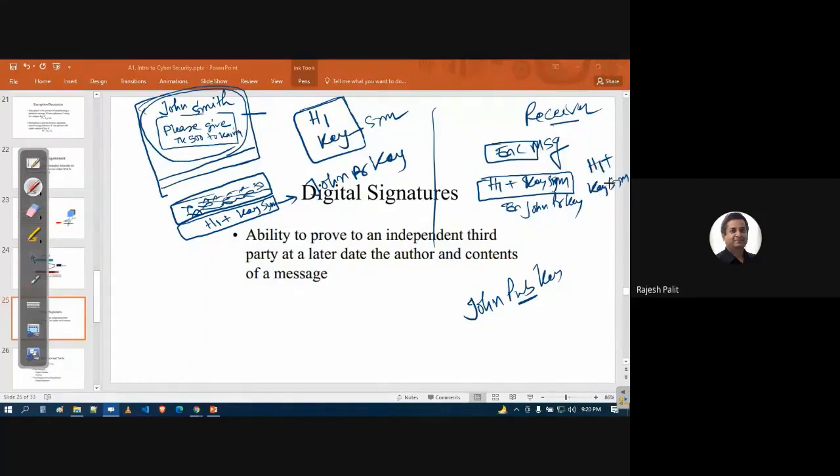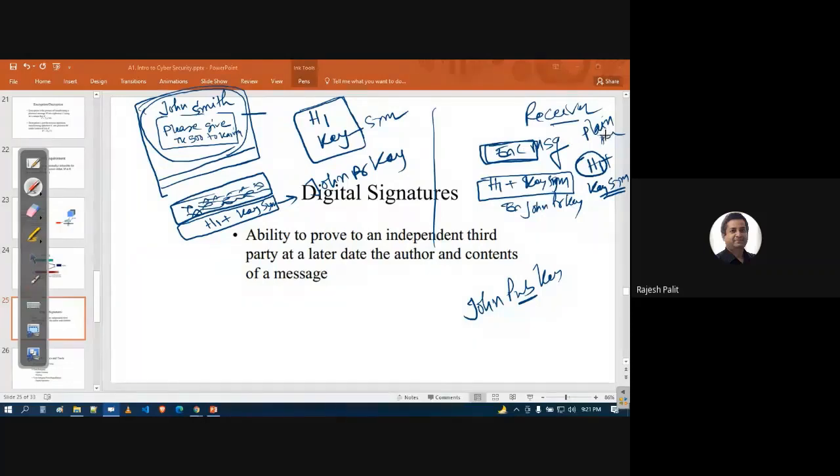Now the receiver will be able to decrypt this message because he or she gets the key for this, right? So he will get the plain text of the message. And can verify the hash value, whether the message is intact or not, right? So from the hash value, the receiver can prove that this is the intact message he received.